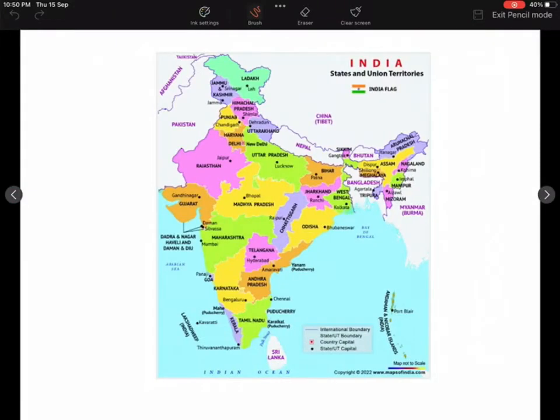First of all, it's my personal recommendation to all of you that you need to learn this map by heart. That means all of you must be aware of the location of all the states in India, union territories in India, as well as their capitals also, right? So that means you have to learn it.